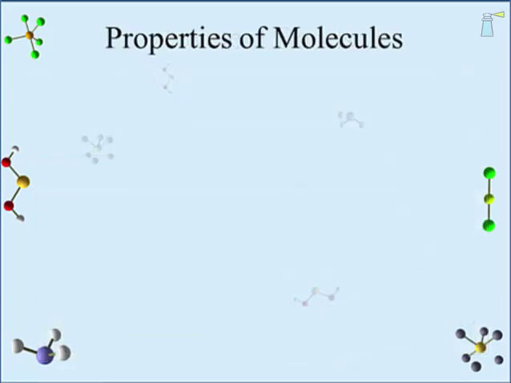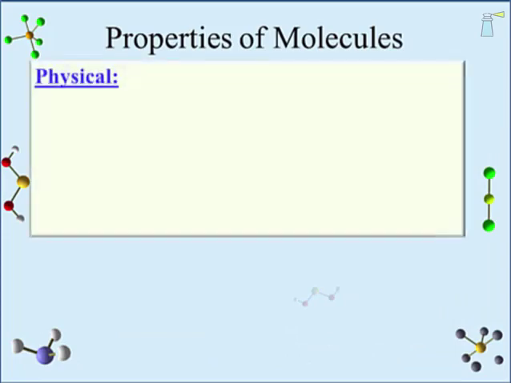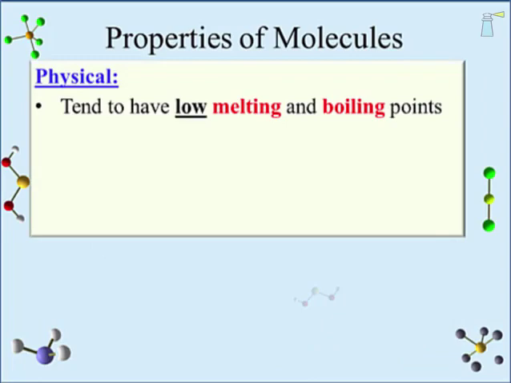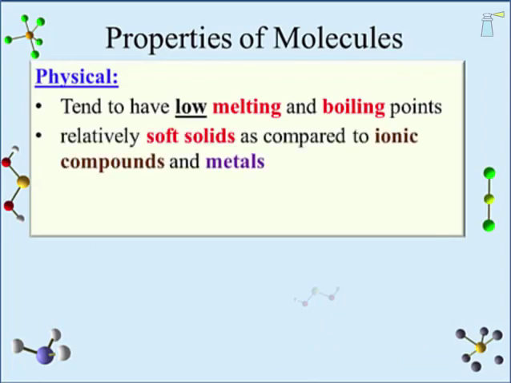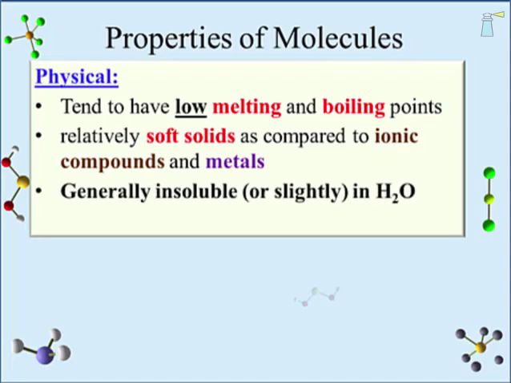On to properties of molecules. Remember, when we use the term molecules, we are specifically referring to covalently bonded compounds. Beginning with physical properties. Molecules tend to have low melting and boiling points. They form relatively soft solids, and that is soft as compared to ionic and metallic compounds. They are generally insoluble in water. There are some molecules that are slightly soluble. Soluble in this context means dissolved in water.